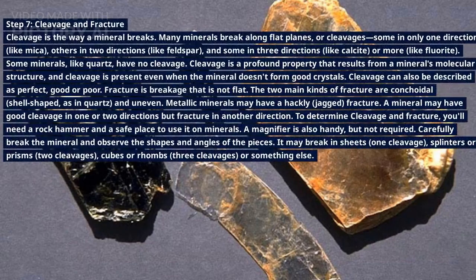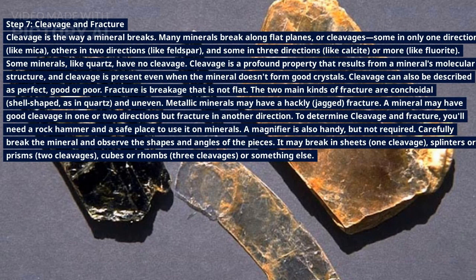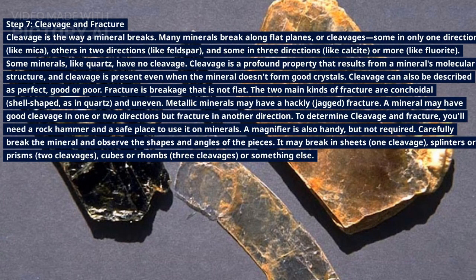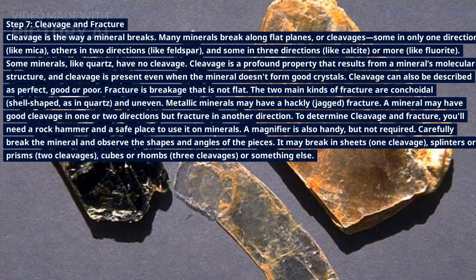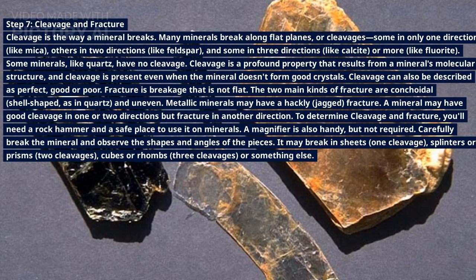Step 7. Cleavage and fracture. Cleavage is the way a mineral breaks. Many minerals break along flat planes, or cleavages, some in only one direction, like mica, others in 2 directions, like feldspar, and some in 3 directions, like calcite, or more, like fluorite. Some minerals, like quartz, have no cleavage.